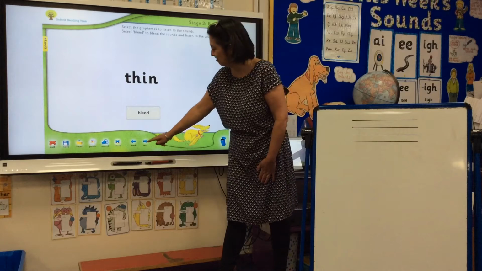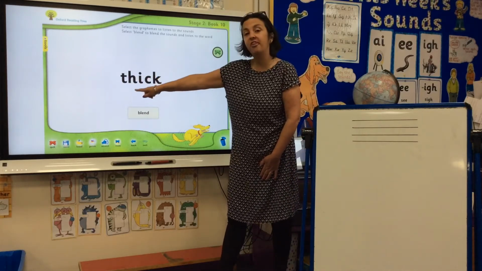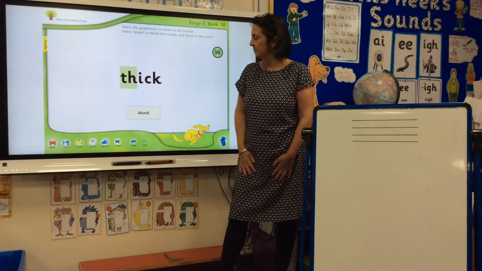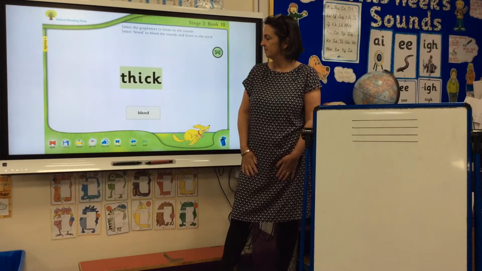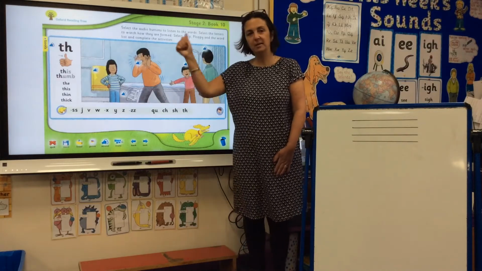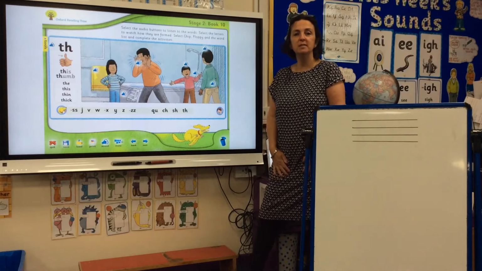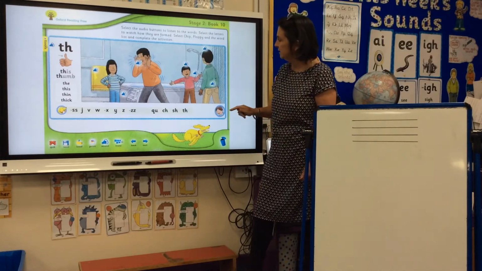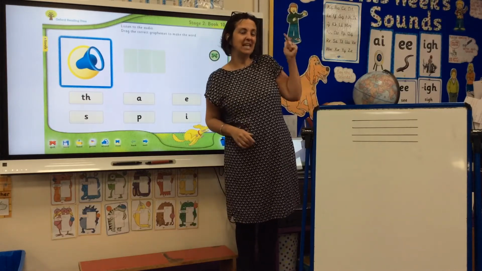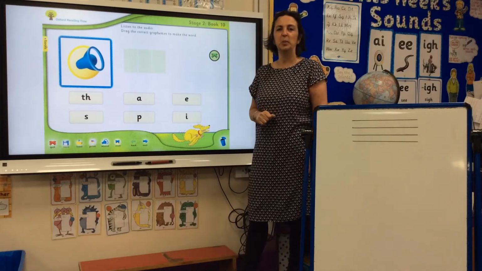Thin. Great. Next one. Ready? Ick. Thick. Ick. Thick. Okay, brilliant. Now, as we know, we're going to move straight over so that we segment some words. So we need to say the whole word, listen to the word, say the whole word, sound it out, break it up, segment it, and then we see which graphemes we need on the board.